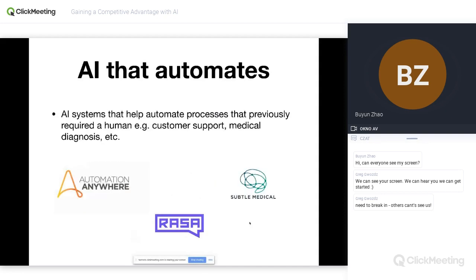The second group are AI that automates a particular process that would have required a human being. It's up to you to come up with the ideas, but the examples are here. Automation Everywhere offers enterprise solutions for software automation. Rasa offers customer services through contextual learning, and Subtle Medical offers radiology diagnosis using AI.